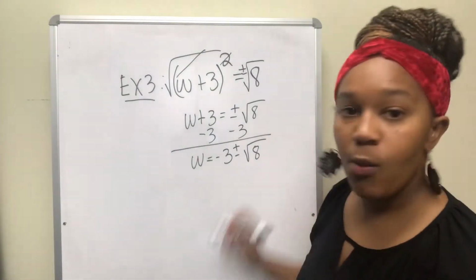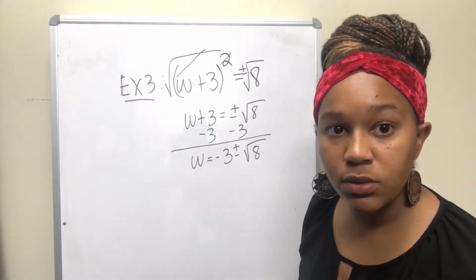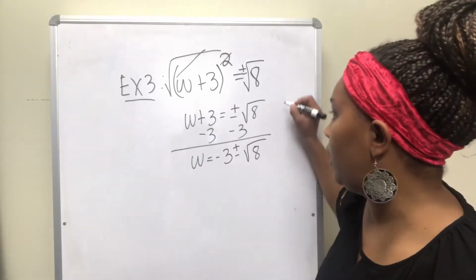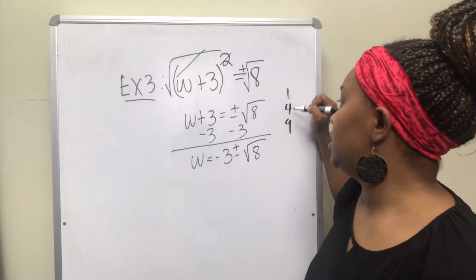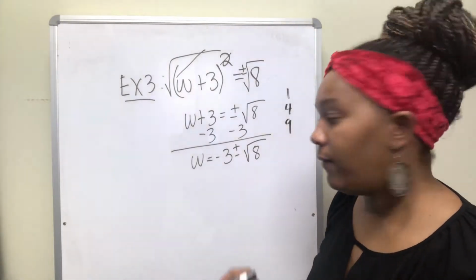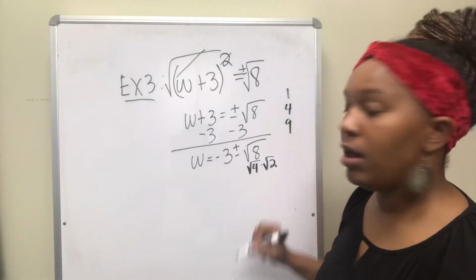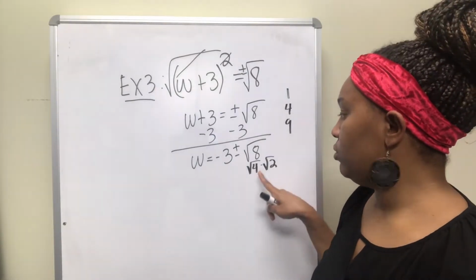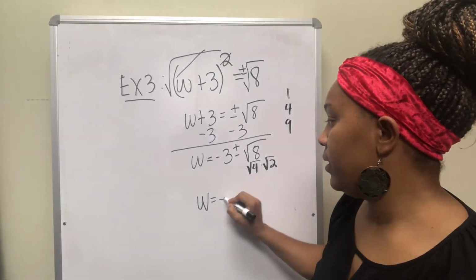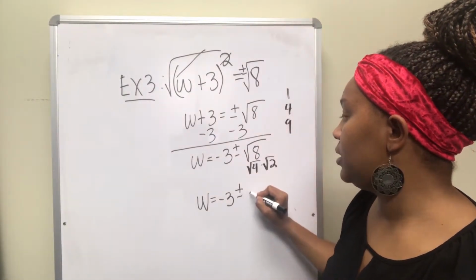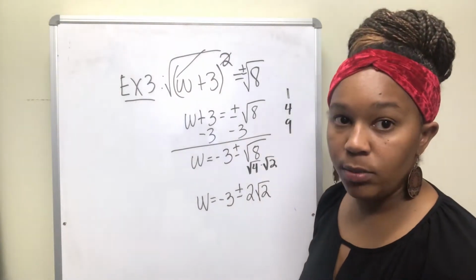And then you remember you always have to simplify the radical. So you want to check to see if the number underneath the square root can be written as the product of a perfect square. What are your perfect squares? 1, 4, 9. So the only one that's less than 8 is 4. Can it be written as a product of 4? Yes, it's 4 times 2. So I'm going to break it up. That's the square root of 4 times the square root of 2. The square root of 4 is 2. So this ends up being negative 3 plus or minus 2 square roots of 2. And so that would be your final answer.